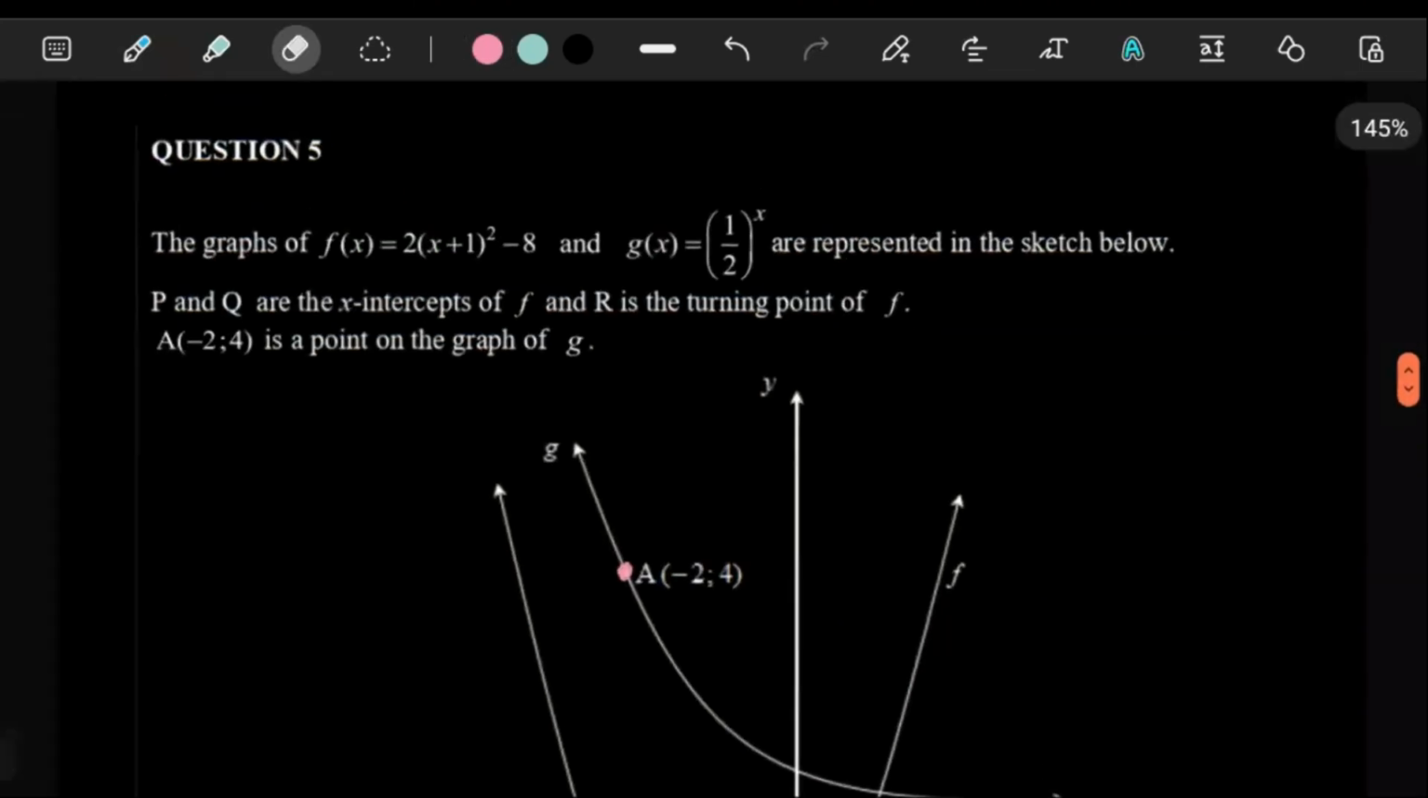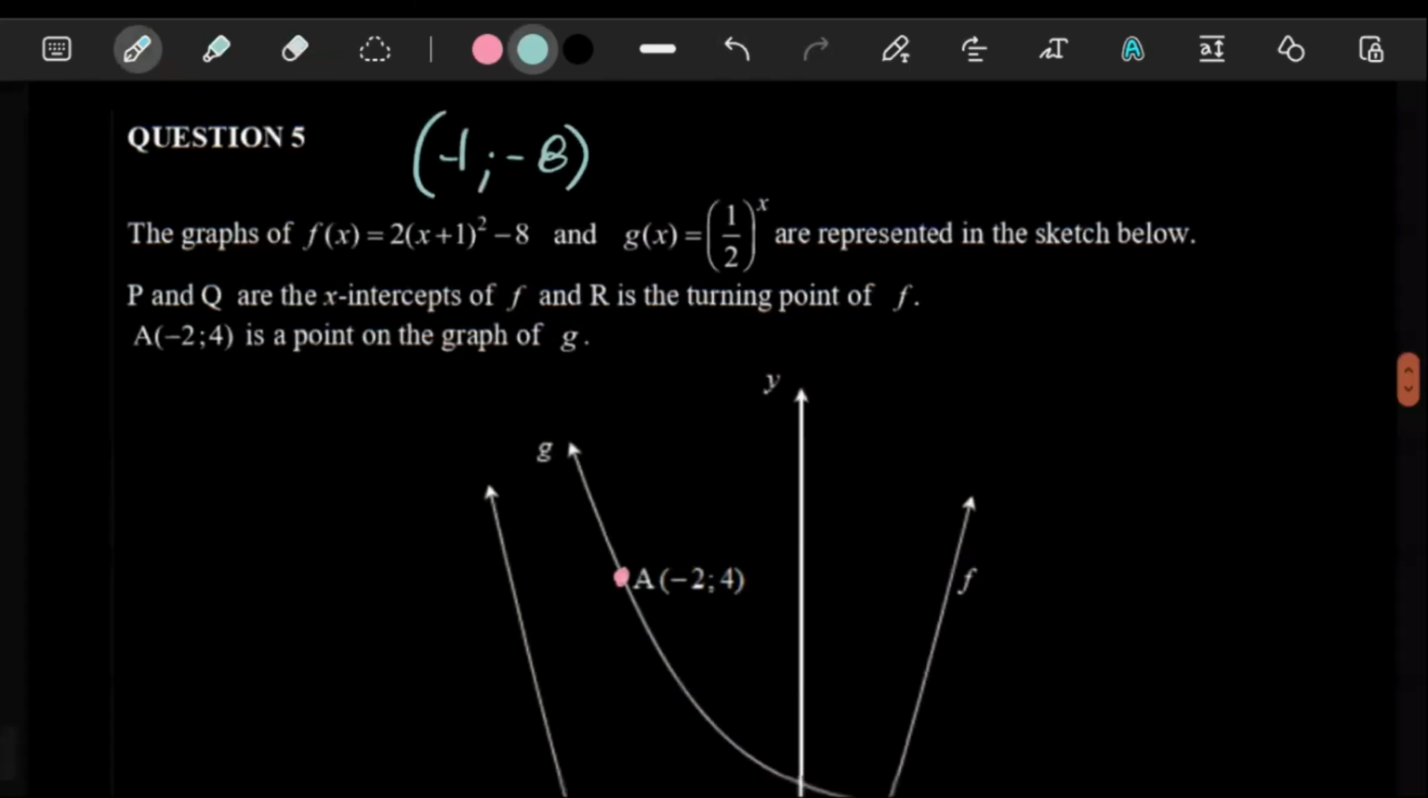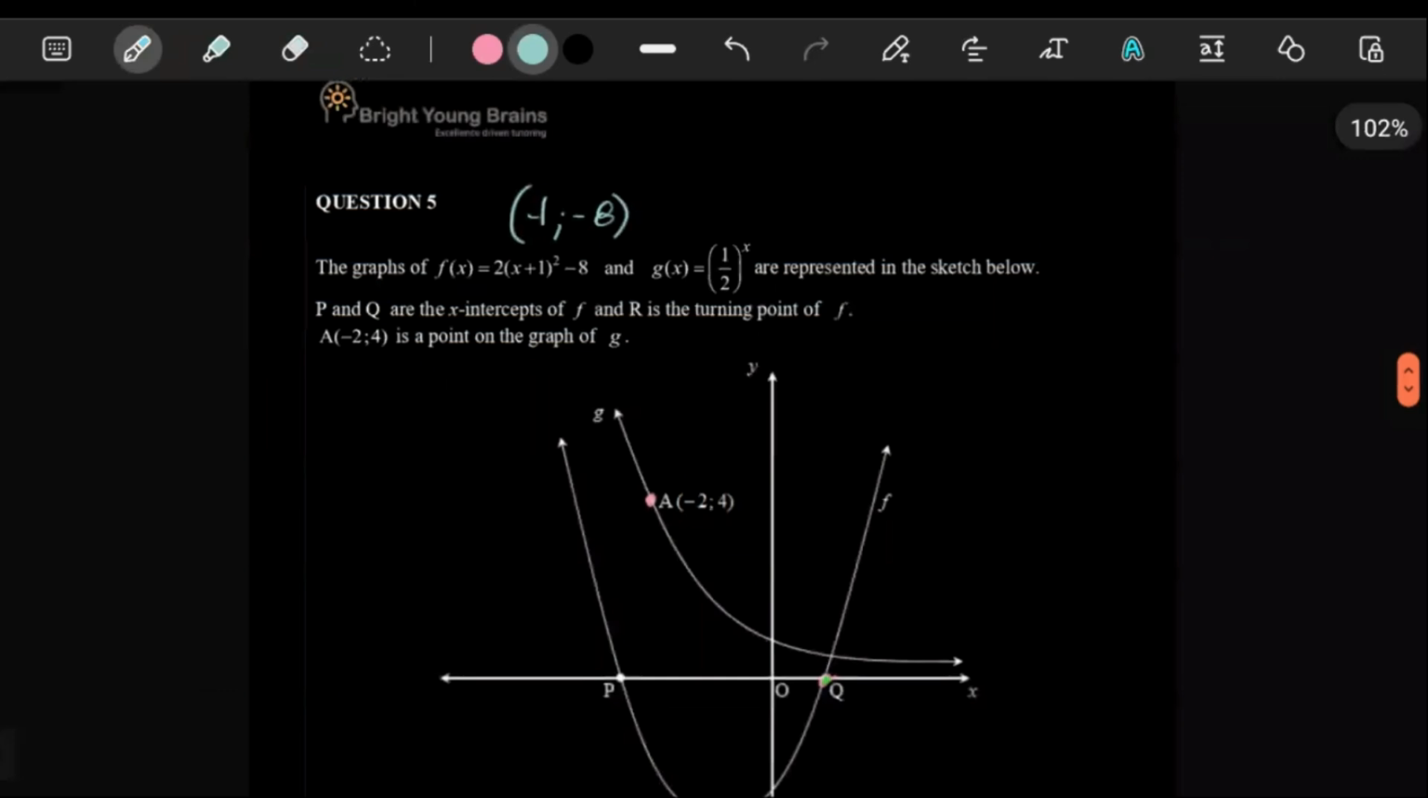It says here clearly the graphs of f of x. So we can easily see that f of x is a parabola because of this. So obviously this is telling us that the turning point is going to be -1, -8, because for the x value of the turning point, we always take the opposite of this. The y value of the turning point, we always take this number as it is. This is clearly an exponential graph, so that's all good.